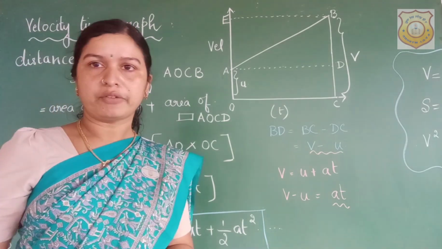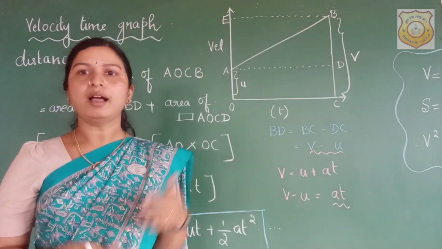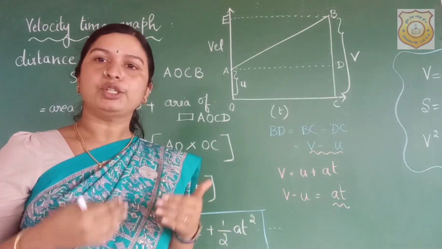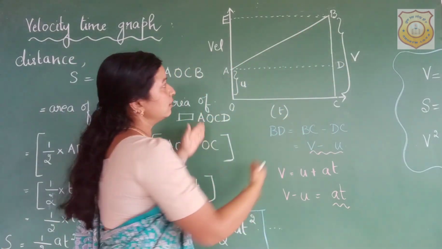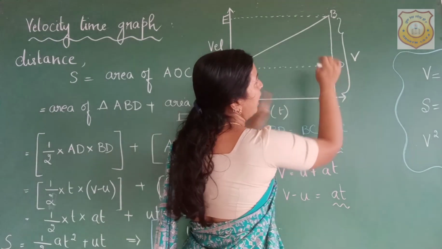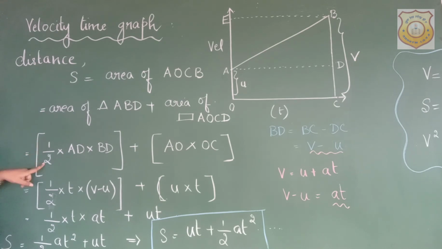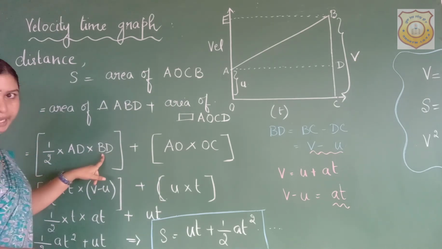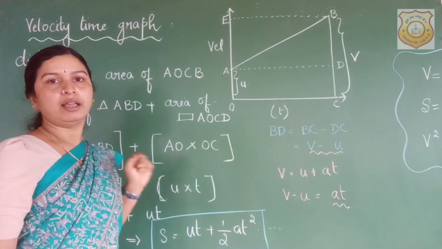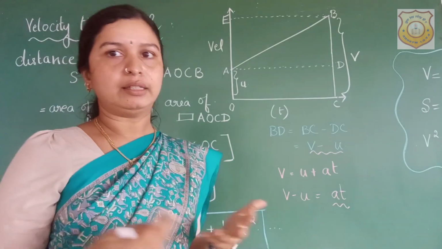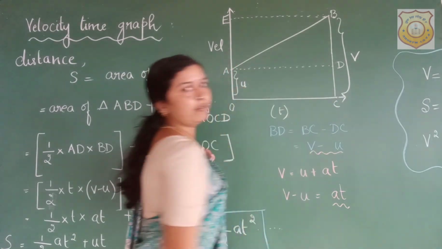how do you calculate the area of a triangle? You are right, by using the formula half into base into height. So if you see this triangle ABD, we know that the base is AD and the height is BD. So I have written half into AD into BD. Alright? And what about the area of the rectangle AOCD? It's a very simple formula, length into breadth. So I have written AO and OC.